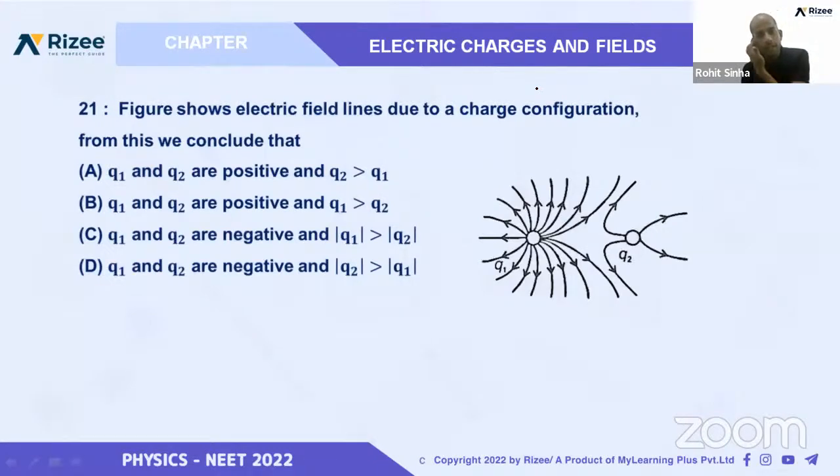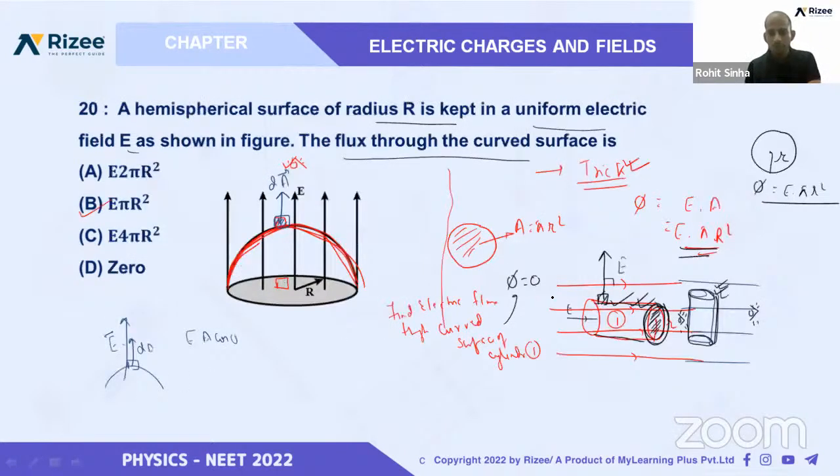Flux entering is negative, flux leaving is positive. They cancel each other. Okay, you are saying that flux entering is negative, flux leaving is positive, so they will cancel each other and it will be negative. I think you are talking about the previous question. For this, no, don't get confused.